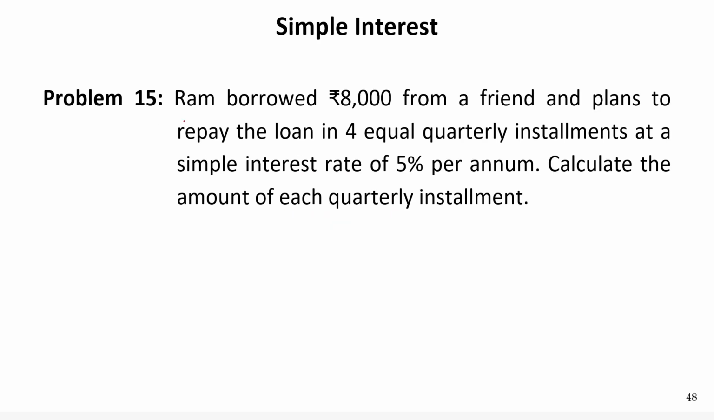Okay. So let's see problem number 15. So Ram borrowed 8,000 from a friend and plans to repay the loan in 4 equal quarterly installments. So here the installment is quarterly. Okay, so just remember this term. So the installment is at the simple interest rate of 5% per annum. Okay. So calculate the amount of each quarterly installment.